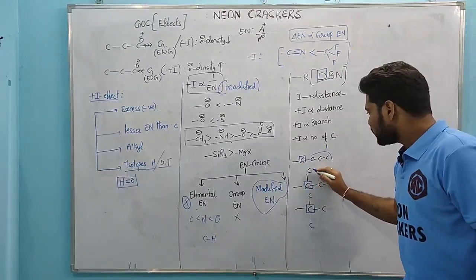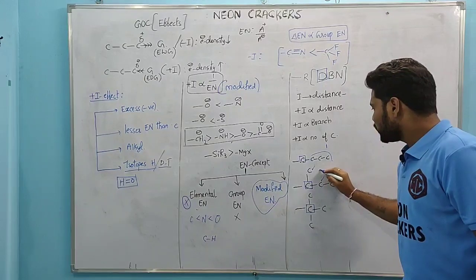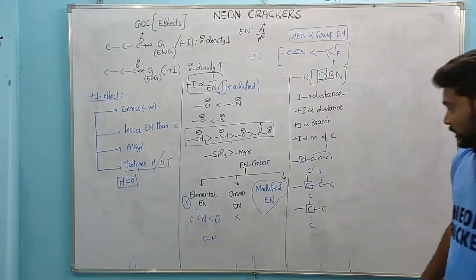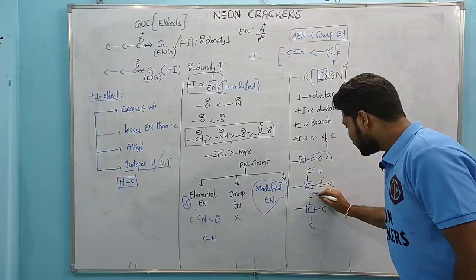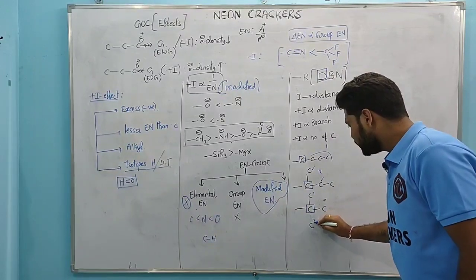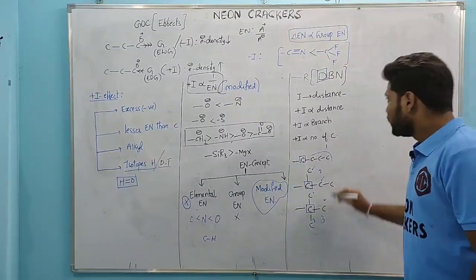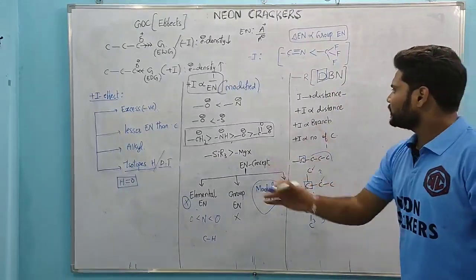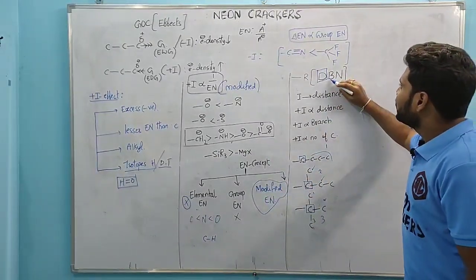Now this carbon is connected with 1 and 2. So total how many branches are there? 2 branches. Now the last one, this carbon is connected with 1, 2, 3. So 3 branches are there. First one, distance is same. Leave it.